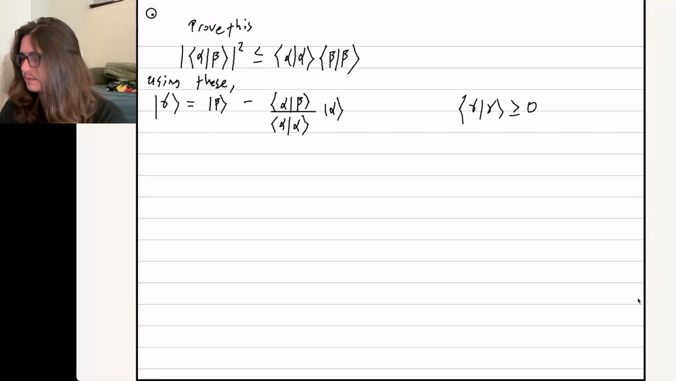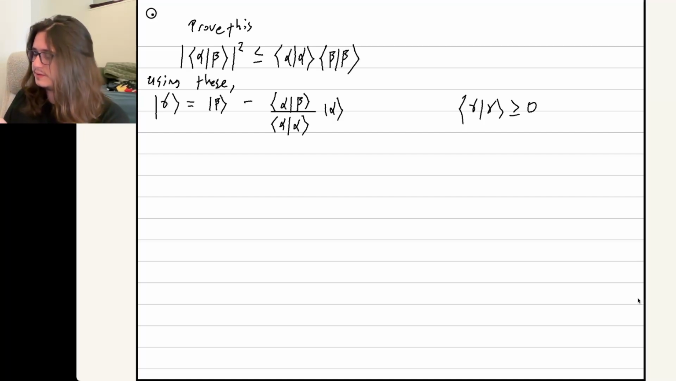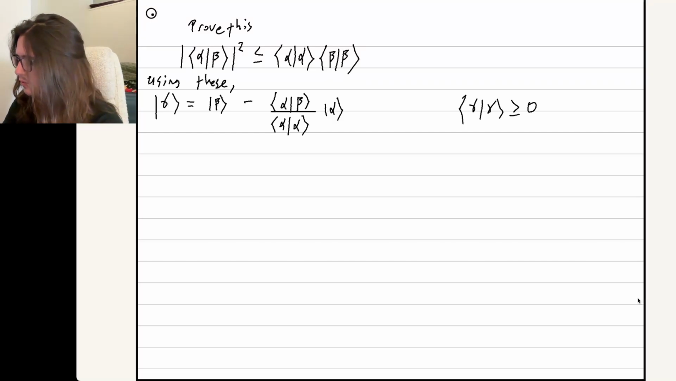So the way that Griffiths is going to have us do this is he defined this vector gamma here, which is beta minus the inner product of alpha with beta divided by the magnitude of alpha, times alpha, and the fact that the inner product of any vector with itself is greater than or equal to zero. Yeah, greater than or equal to zero.